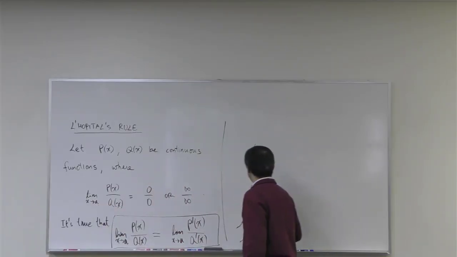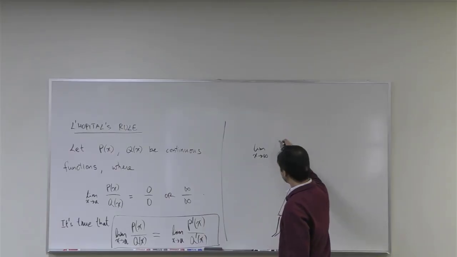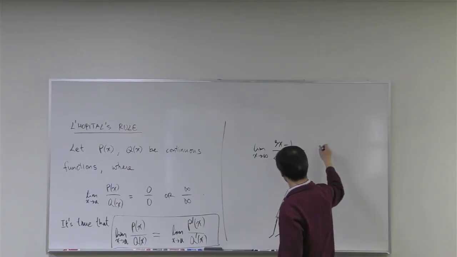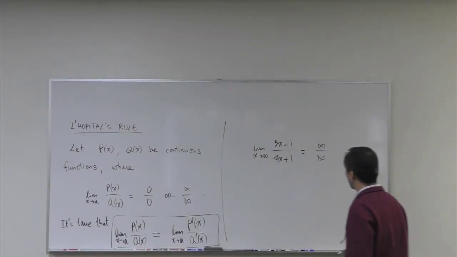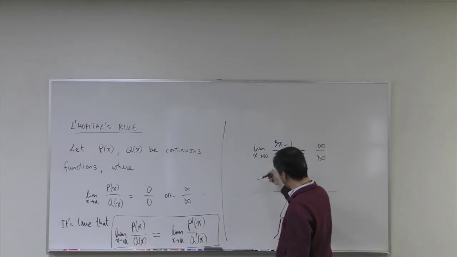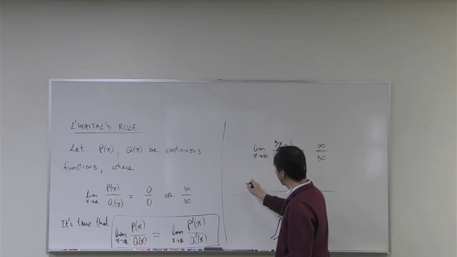But let's say we have a problem like this: 3x minus 1 over 4x plus 1. Now, right out from the limit laws, this gives me positive infinity over positive infinity. You guys agree? It's not like we didn't know how to handle something like this. Of course, from back then, we already learned that we can do limits.